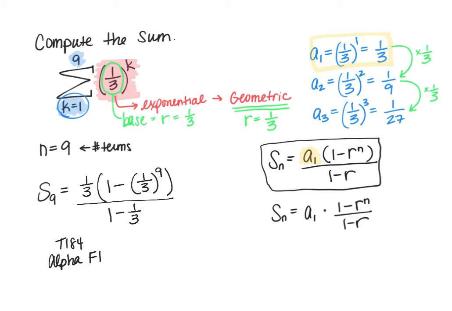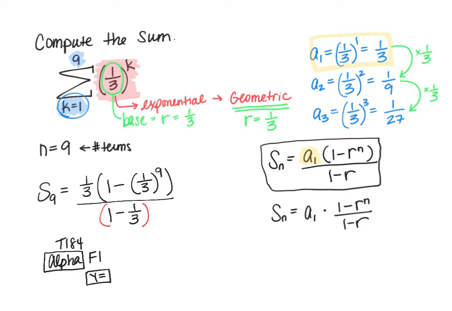And that can be accessed by using the alpha button and F1. F1 is the shortcut menu that is above the Y equals button on your calculator. If you are on a TI-83, then just be sure that you have parentheses around the denominator so that you're dividing by both the 1 and the minus 1/3.